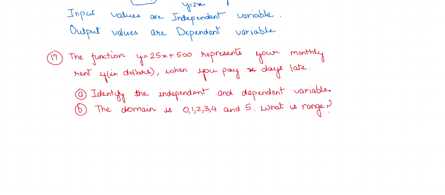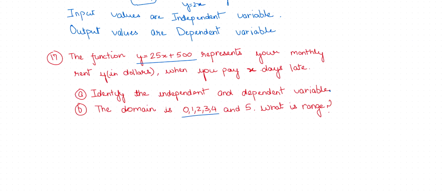So this is a question given. The function y is equal to 25x plus 500. It represents your monthly rent y in dollars when you pay x days late. So we have to identify the independent and dependent variable, and the domain is 0, 1, 2, 3, 4, 5, and then what is the range?